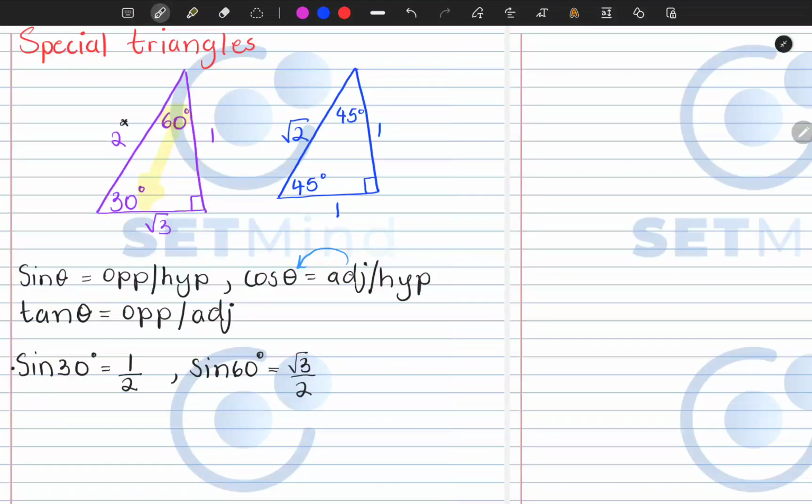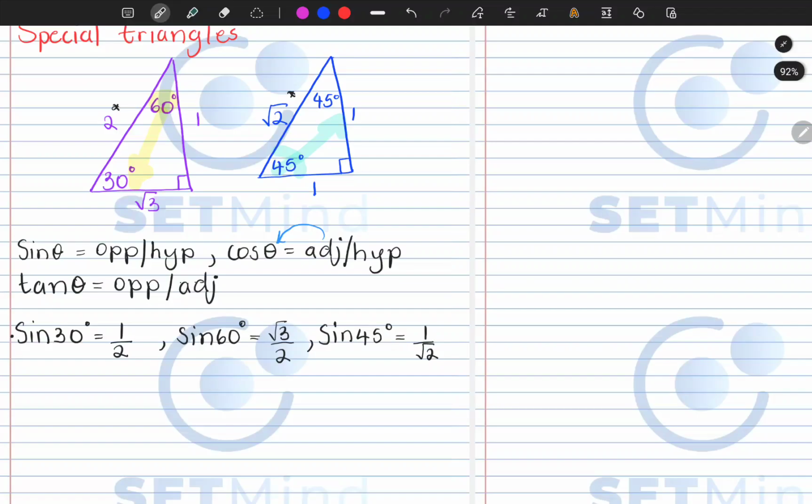Okay. Let's go now and have a look at sine of 45 degrees. Lucky enough, both angles are 45, so we only need to do it once. What is opposite to 45 is 1. And then the hypotenuse, which is always the side opposite to 90 degrees, that will be square root of 2. Done with these.